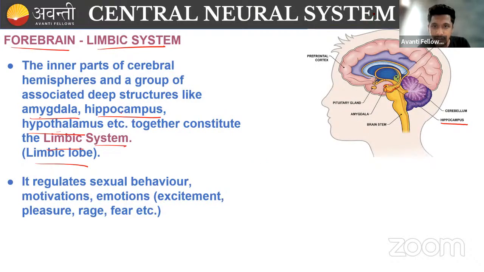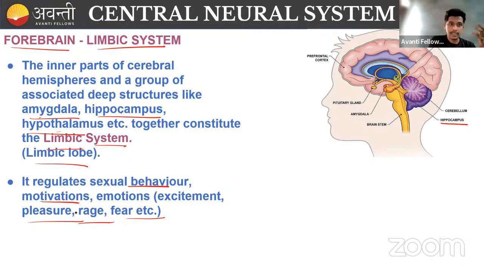Now, what is the role of your limbic system? As I told, it is an emotional center. It basically controls sexual behavior. If you have to get motivated, your motivation, and all your emotions like excitement, rage, pleasure, anger, all of these emotions come from your limbic system. Is it clear? Okay.